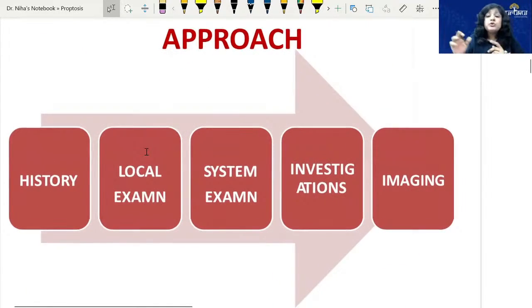Now, how to solve the clinical question? It is not just about the proptosis. The most important thing while solving clinical questions is that you should have the clinical acumen of how to approach that question. That approach is going to help you not only in proptosis, not only in ophthalmology, but in every clinical scenario. You have to go by the history, then the local examination, then the systemic examination, and then we will take the help of the investigations as well as the imaging.